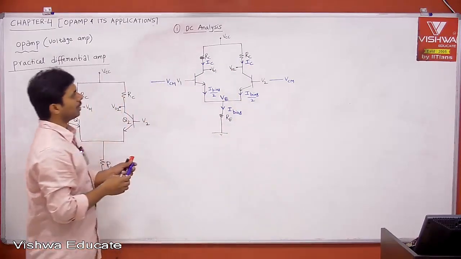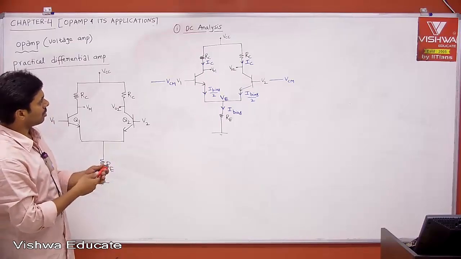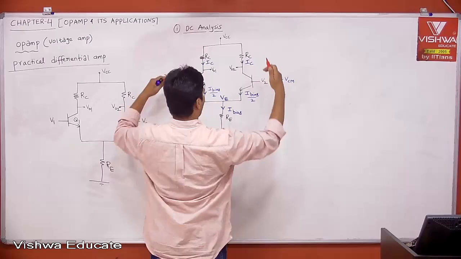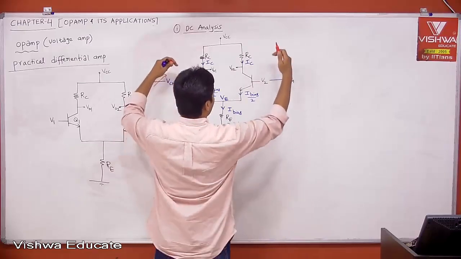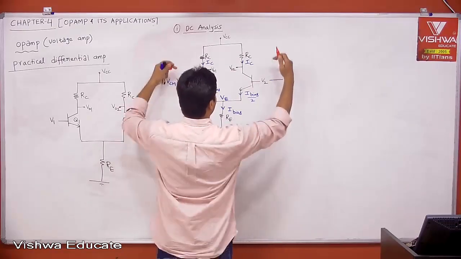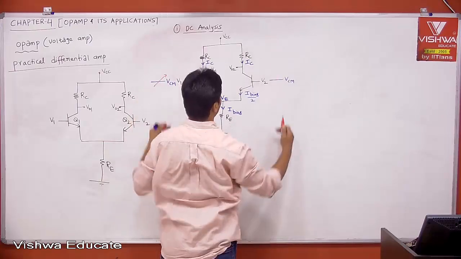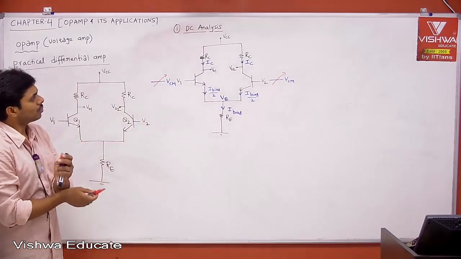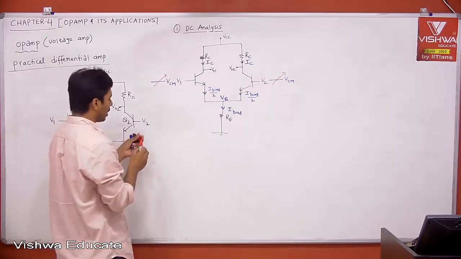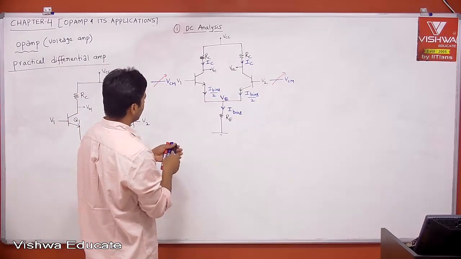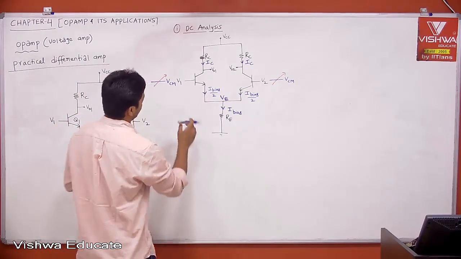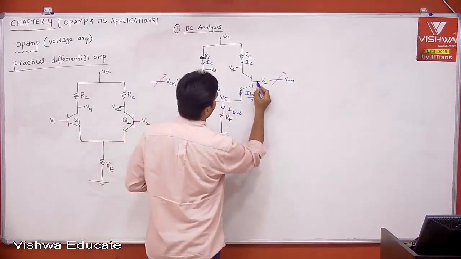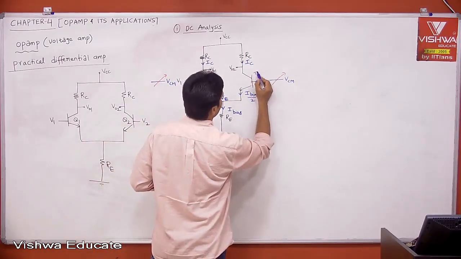Now let's see. If you increase the common mode voltage, both are increasing, not in a differential way. This is the common mode way. V1 and V2 are changing, but in the same way. This is nothing but a common mode signal. Therefore, both are increasing or decreasing. If this is the scenario, then tell me what about your IB? IB will increase. This is having IB, and this is also having IB.